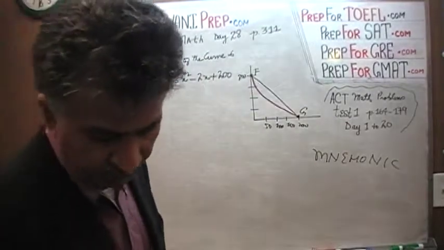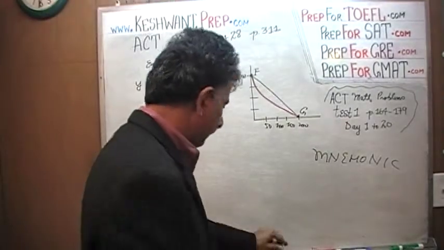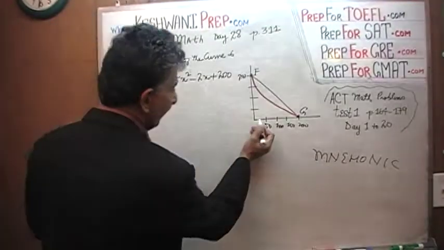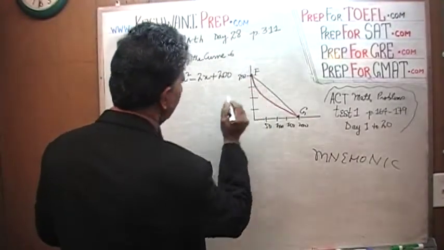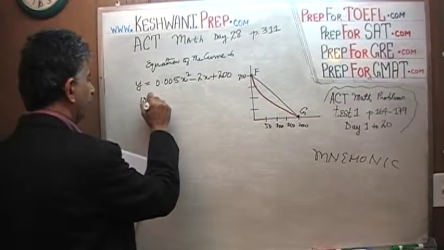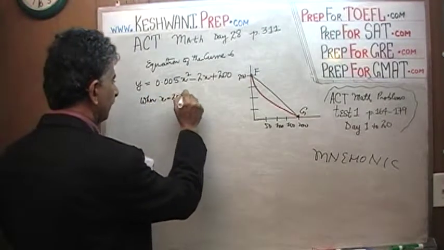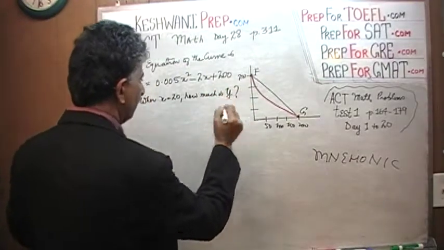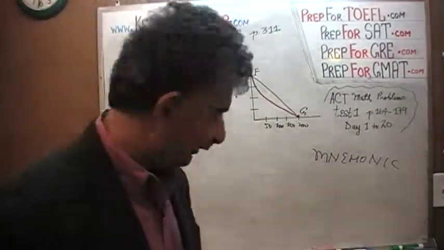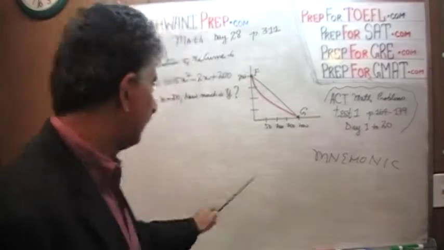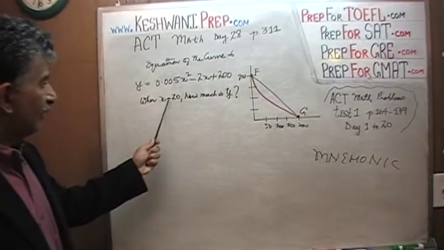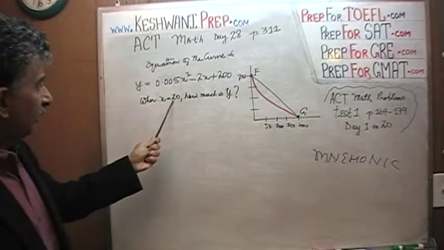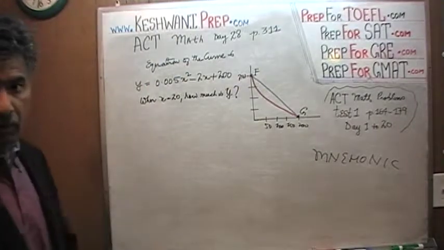The very first question is asking us what's going to be the value of y if x happens to be 20. If x happens to be 20 somewhere here, what's going to be the value of y? When x is equal to 20, how much is y? Very simple, very straightforward question. So let's find out, shall we? All we have to do is substitute the value of 20 in this equation for x. Wherever we see x, we replace it with 20 and figure out what y turns out to be.